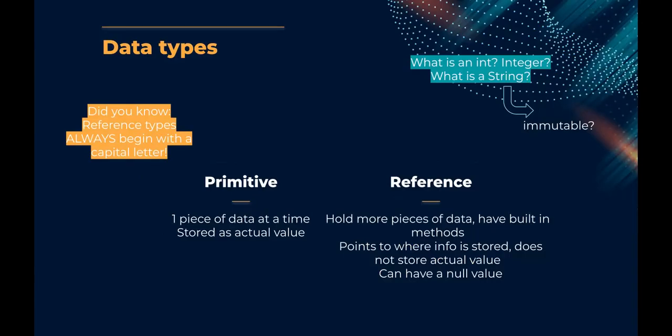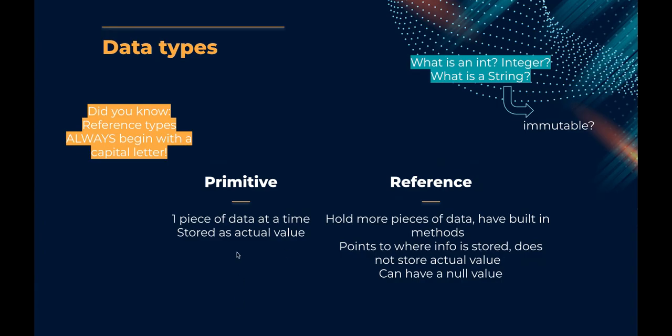Okay, so we have two different data types in Java, primitive and reference. Primitive is going to store one piece of data, whereas reference holds multiple pieces of data. And the cool thing about reference data types is that they have built-in methods that we can associate with them, which makes them pretty handy when we're actually coding.